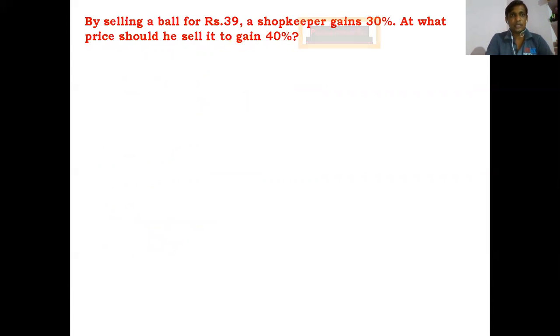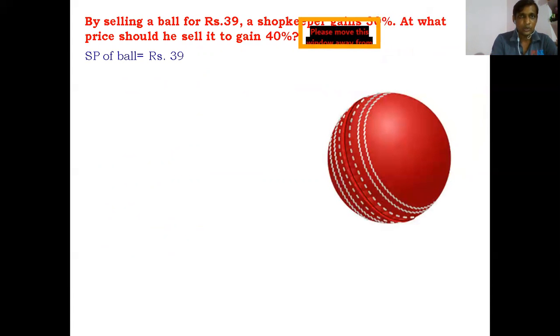Okay, children. The next one is, by selling a ball for rupees 39, a shopkeeper gains 30% profit. At what price should he sell to get 40% profit? That means here SP of ball is given as 39 rupees, and profit percentage is given as 30%.